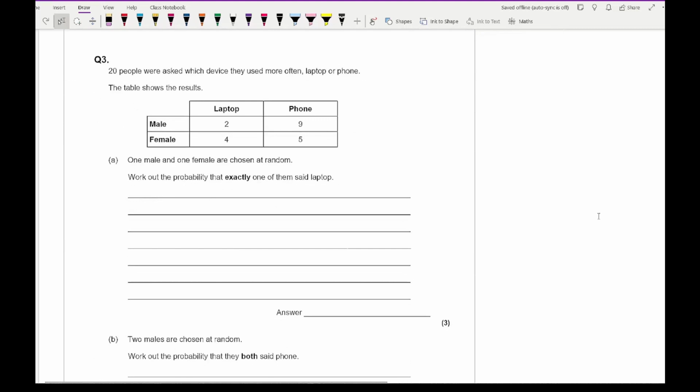Moving on to question 3, it says 20 people were asked which device they use more often, a laptop or a phone. The table shows the results. 1 male and 1 female were chosen at random. Work out the probability that exactly one of them said laptop.